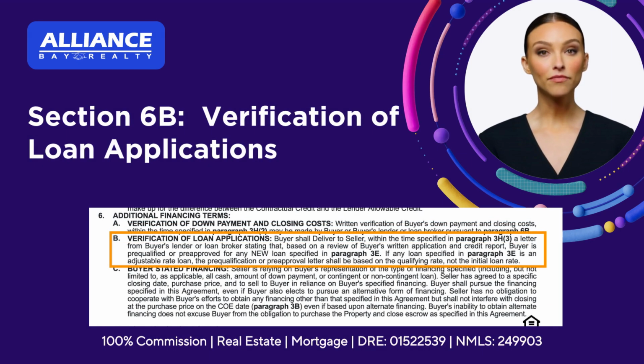Section 6B, Verification of Loan Applications. It is a letter from the buyer's lender or broker confirming the buyer has applied and is pre-qualified or pre-approved for each new loan named in Section 3, and it is due within the time in Section 3H(3). If Section 3E specifies an adjustable rate loan, the pre-qual or approval must be based on the qualifying rate, not the initial teaser rate. This matters for DTI/ability to repay.